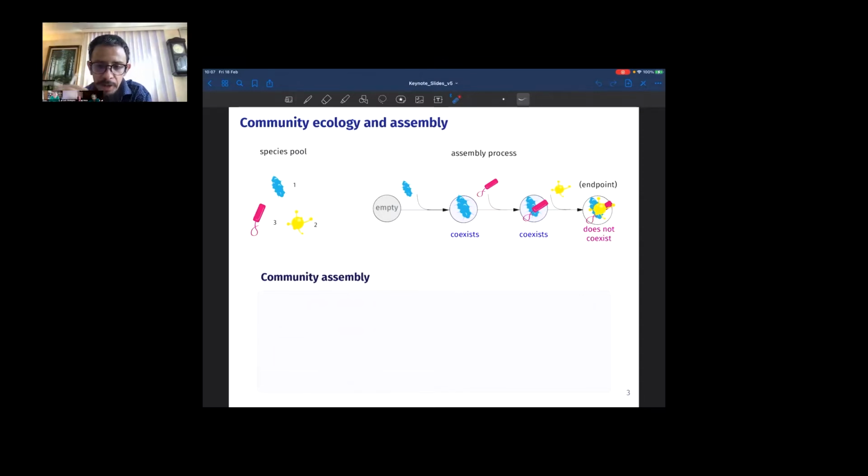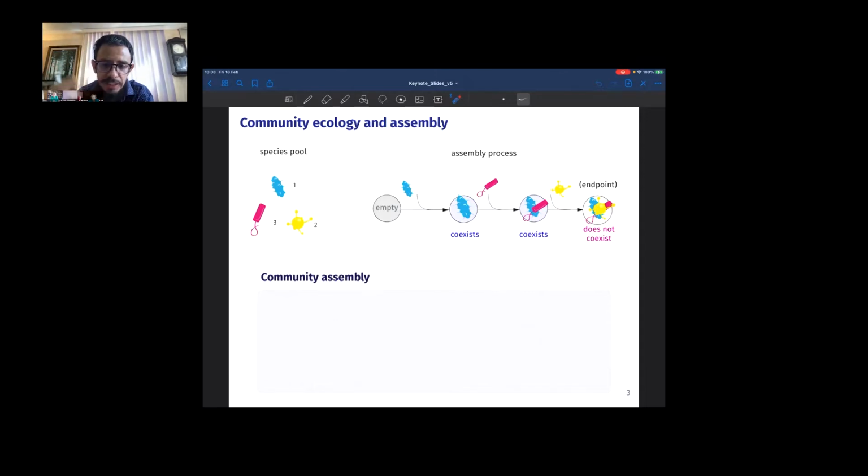Then the assembly process, analogous to the forest that I was describing, is the following. You start with the empty environment. Then the first species arrives. Let's imagine that the first species that arrives is the blue one. If the blue one can survive in the environment by itself, then it will survive, or it will coexist. And you will see that the environment now looks blue.